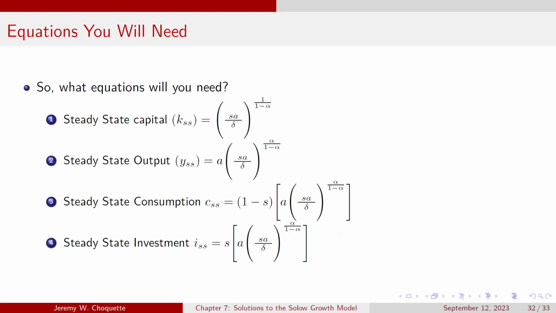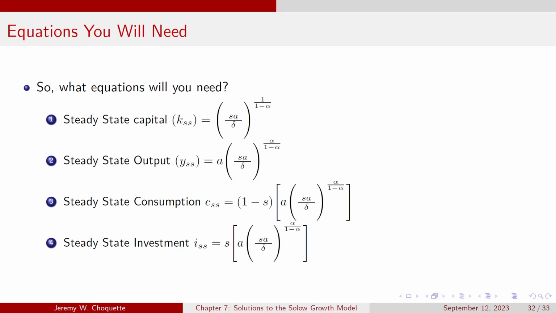So what equations will you need here? Well, you'll need steady state capital, steady state output, steady state consumption, and steady state investment. With these equations, as long as you know what they are, you can go, okay, if I need steady state capital, this is the equation I'm going to need to use. That's the most that you're going to have to do here. You don't have to derive this stuff. All you need to know is what these equations are and then what they're telling you.